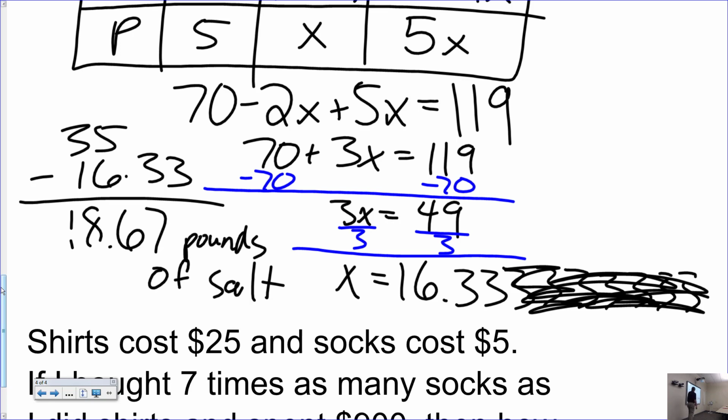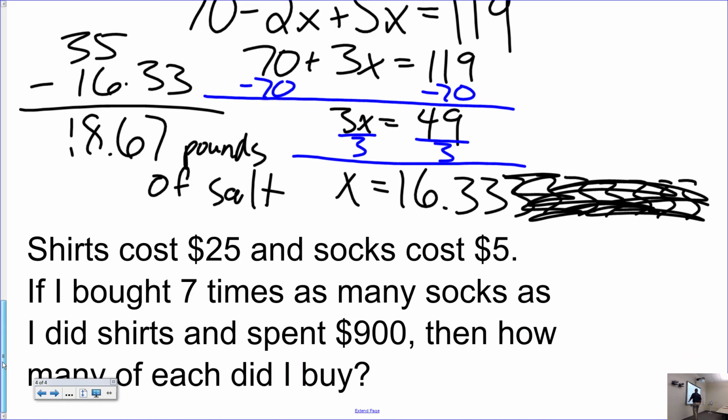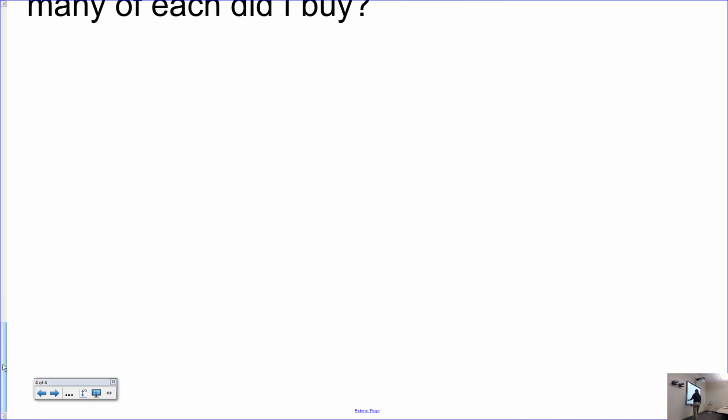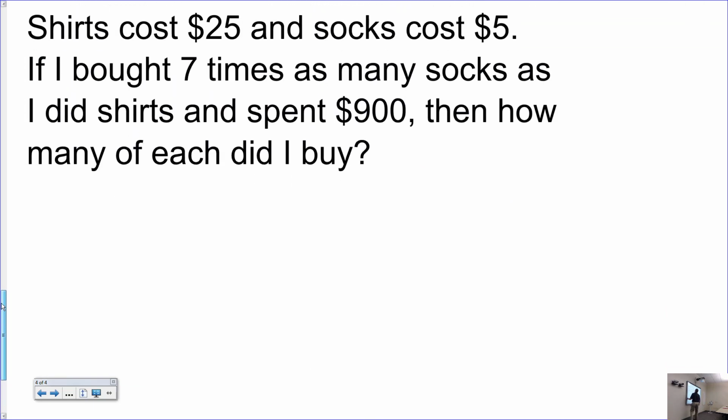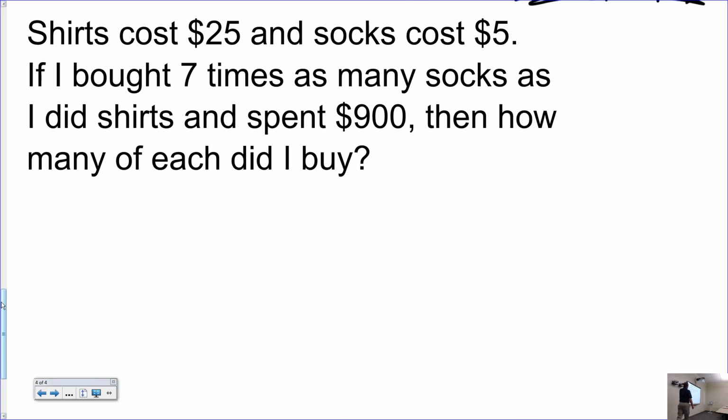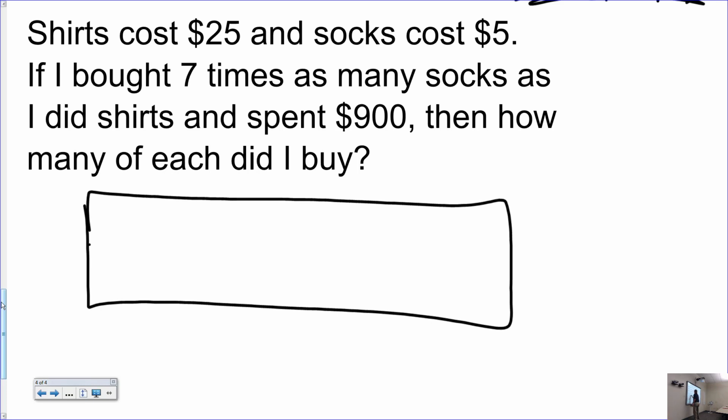Okay? All right. So one more, just to be safe. Buying shirts and socks. Again, it's got prices in it, and total dollar amounts, so you're going to need the table.